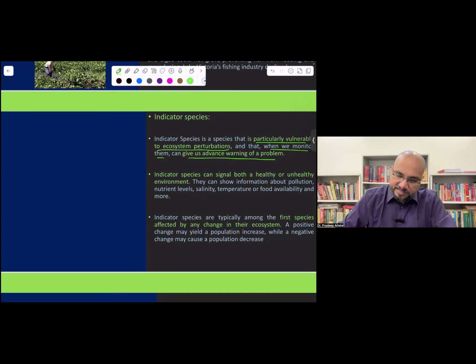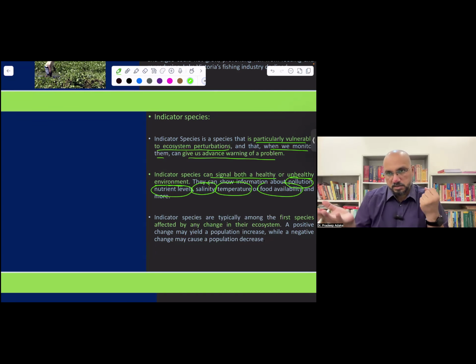So indicator species can signal both a healthy or unhealthy environment. By looking at the indicator species, you can tell whether the environment is healthy or unhealthy, or it is getting polluted. They can show information about pollution, nutrient levels, salinity, temperature, food availability, all sorts of changes. Some species will tell you about the pollution. Some species will give you information about the salinity. Some species will tell you whether nutrients are available in plenty or are deficient. So different species indicate different things.